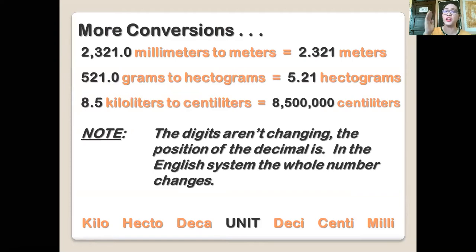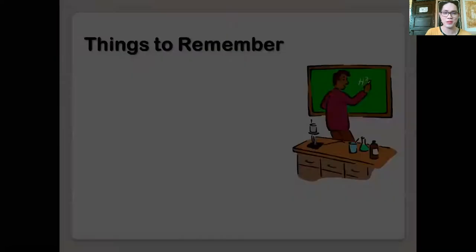The position of the decimal is the one that is changing. In the English system, the whole number changes. So do not forget the difference between the two.